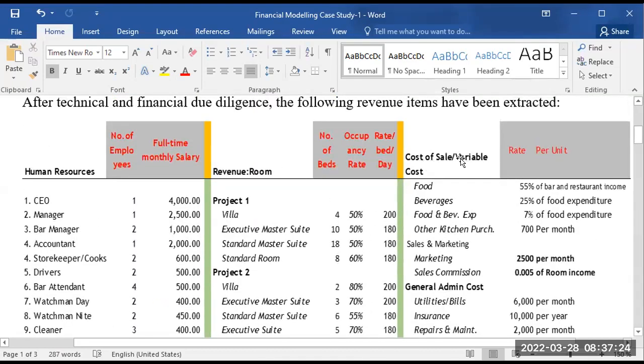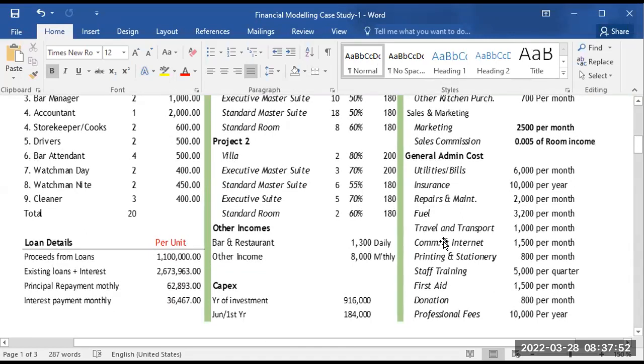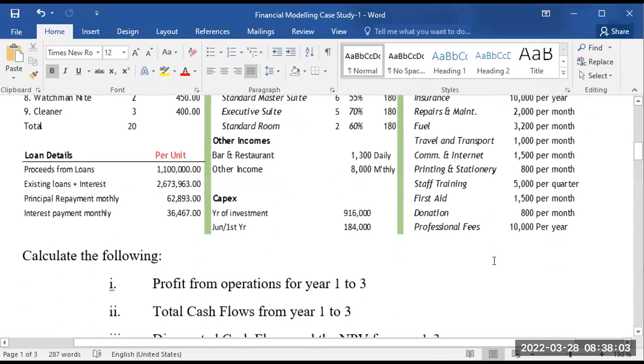And the cost of sales or variable costs is the cost for food, how much you spend to get the food ready, the food and beverages expenditure, and other kitchen purchases. Then sales and marketing, so how much you spend for probably advertising. General administrative costs: admin, utilities, water bill, electricity bill, insurance, repairs and maintenance, fuel, and all of that. All of these are costs.